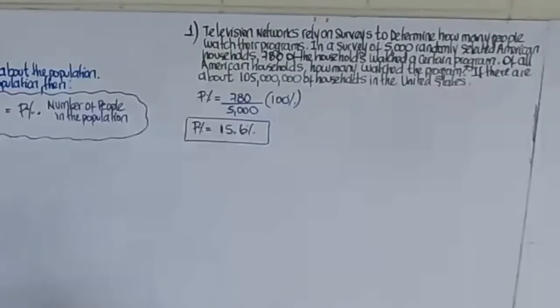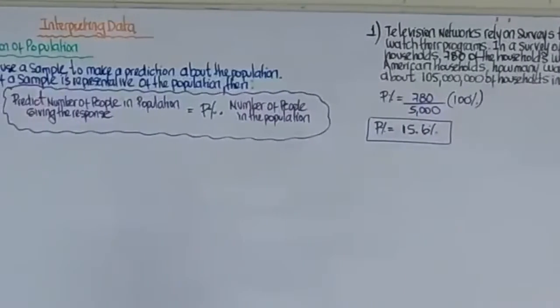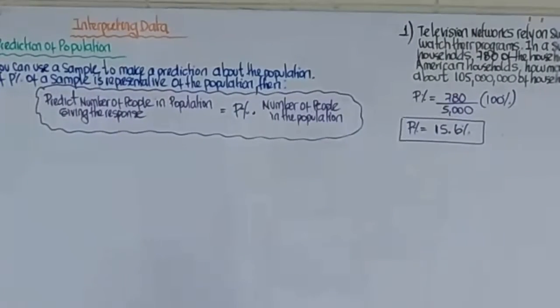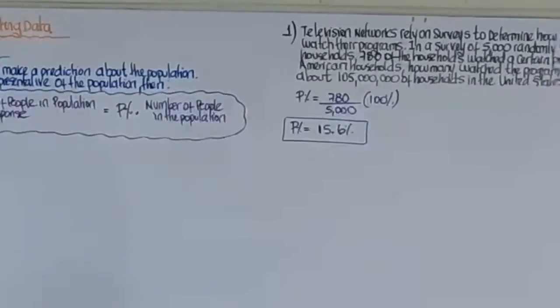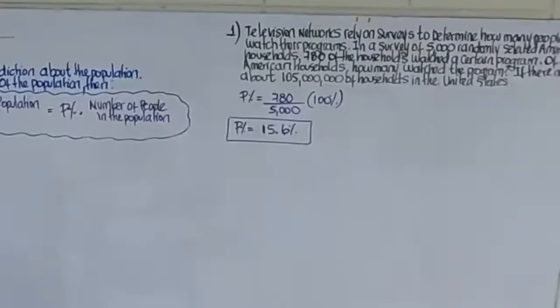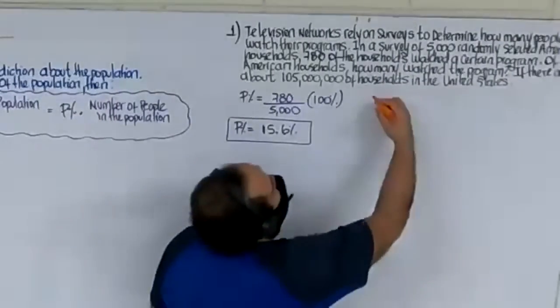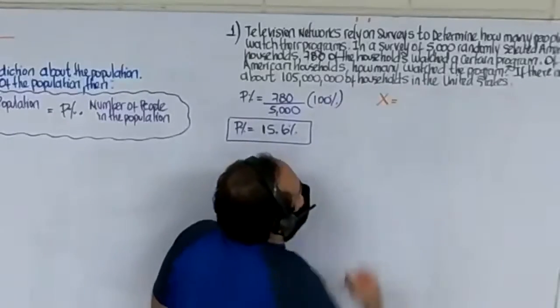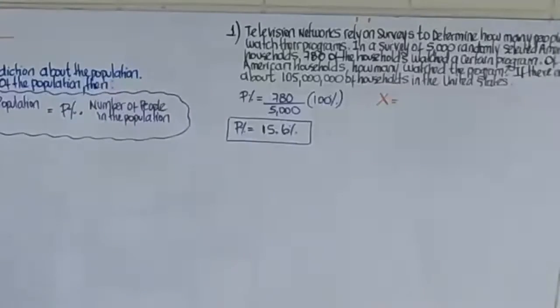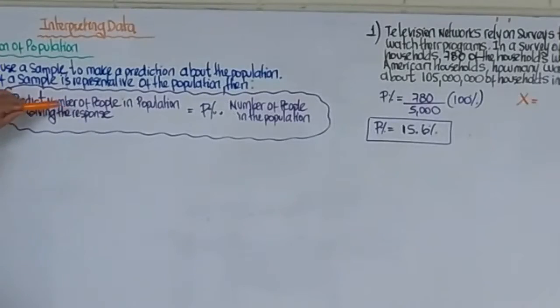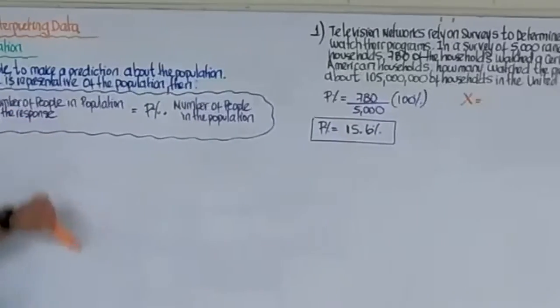Now we're going to translate that percentage to the number of people in the entire USA. Instead of writing the name of that formula, predicted number of people in the population given that response, we're going to label that one with the letter X. What does the letter X mean? Think about it in words: the number of people in the population given the response.